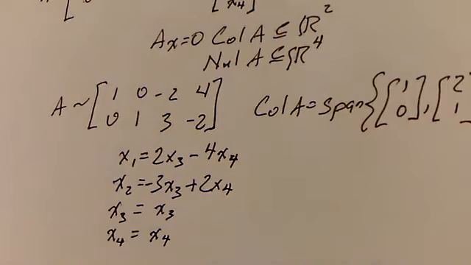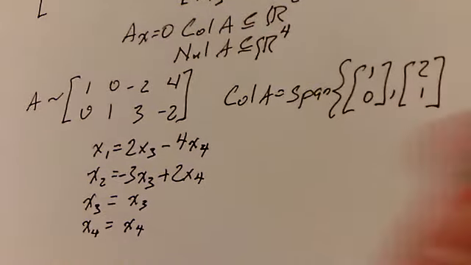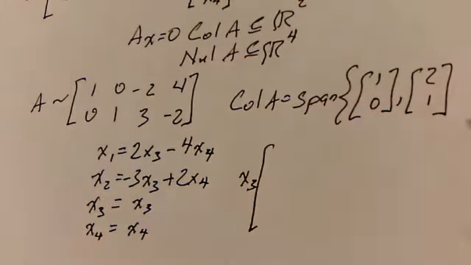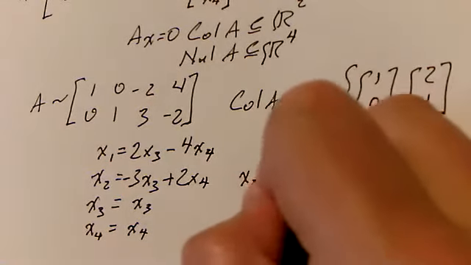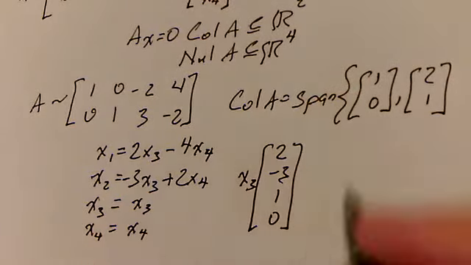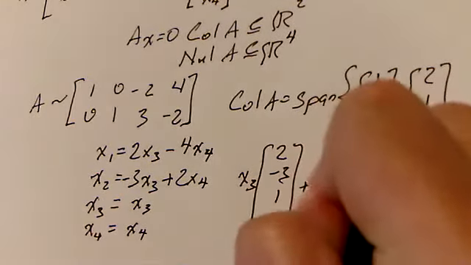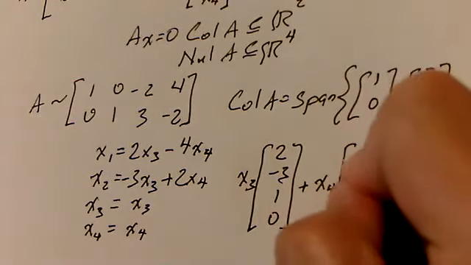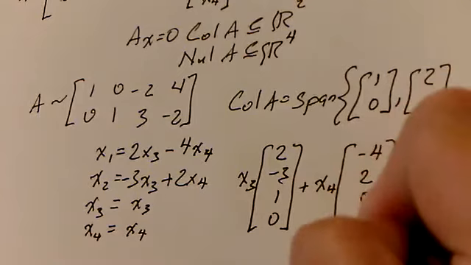Nice, we'll just say they're equal to x3 and x4. So my null space then, I have an x3 vector. Okay, I have 2, negative 3, 1, and 0. Again, just writing the coefficients of x3 going down here. x4, okay, I have negative 4, 2, 0, and 1.